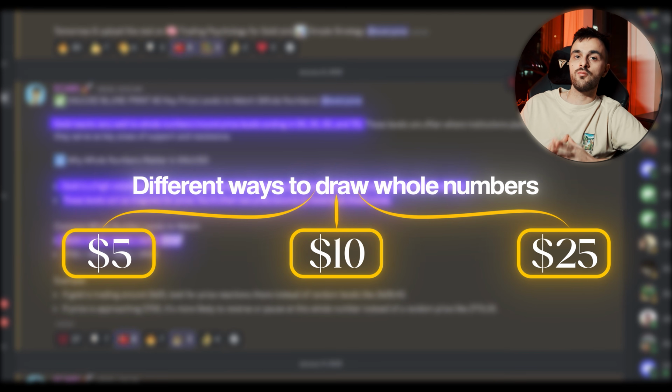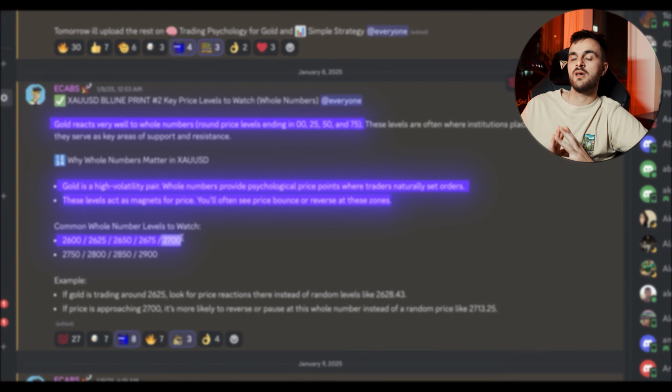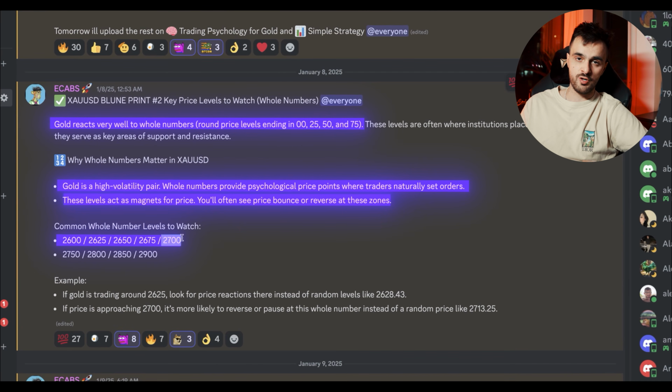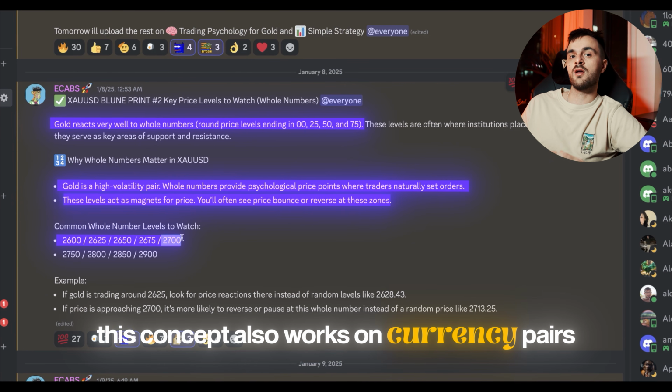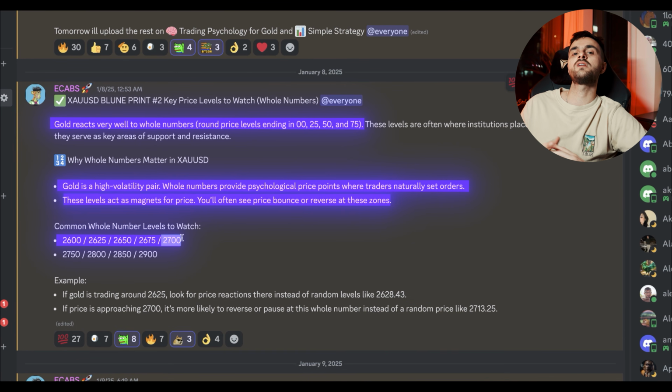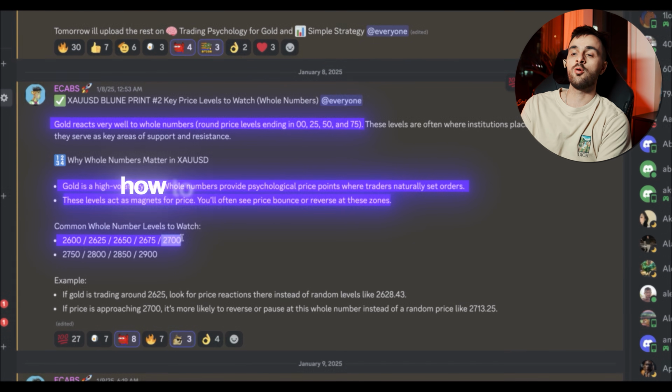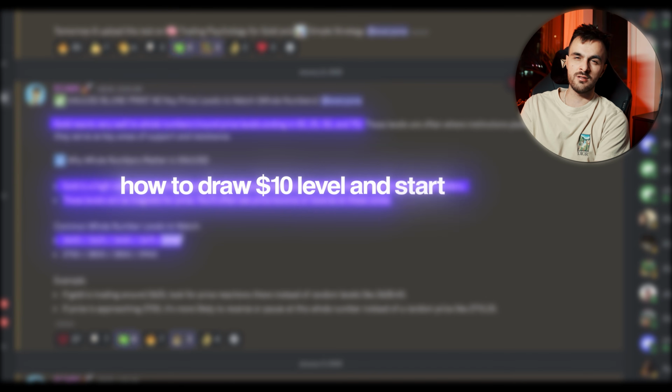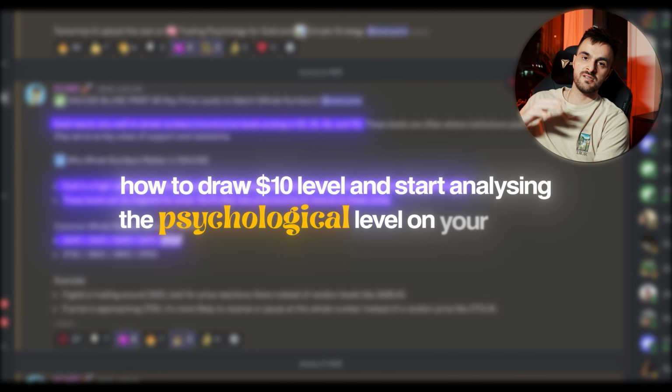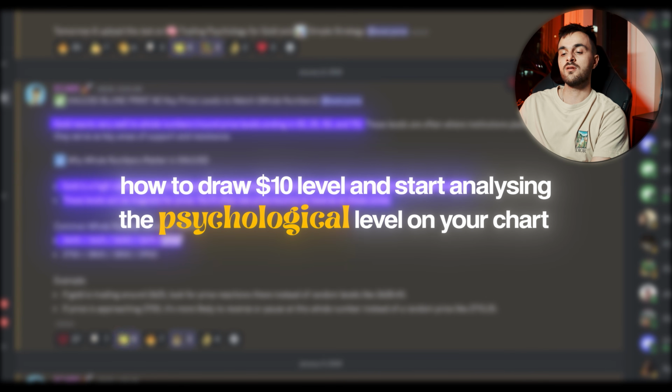$25. So we have different ways we can draw our whole numbers, even on cryptos and some currency pairs as well. This concept also works on currency pairs. I used to use it a lot back in the day when I started trading currency pairs. So I'm also gonna make videos on this exact topic on currency pairs as well. But we're just gonna stick with gold and talk about how to draw the $10 levels and start analyzing the psychological levels on your chart.